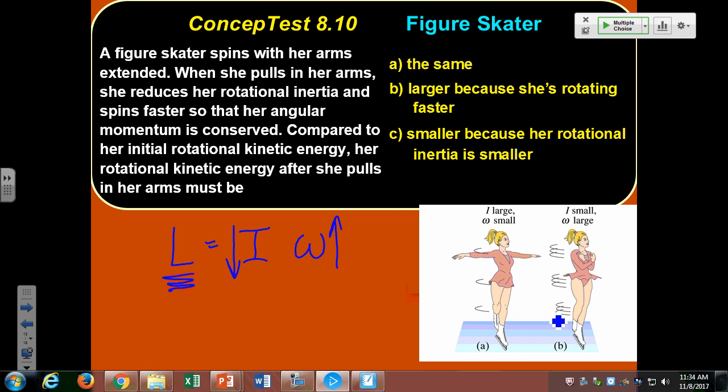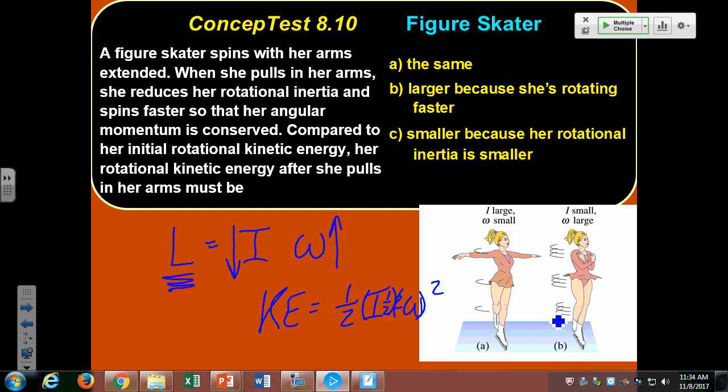But first, let's think about the kinetic energy. Kinetic energy is 1/2 I omega squared. So let's say that I goes down by a factor of 2. So I get this factor of 1/2 here in I. That means that omega is going to increase also by a factor of 2. Y'all follow what I'm saying? Momentum's always conserved. And so if I goes down, omega's going up. That has to happen. It always happens.